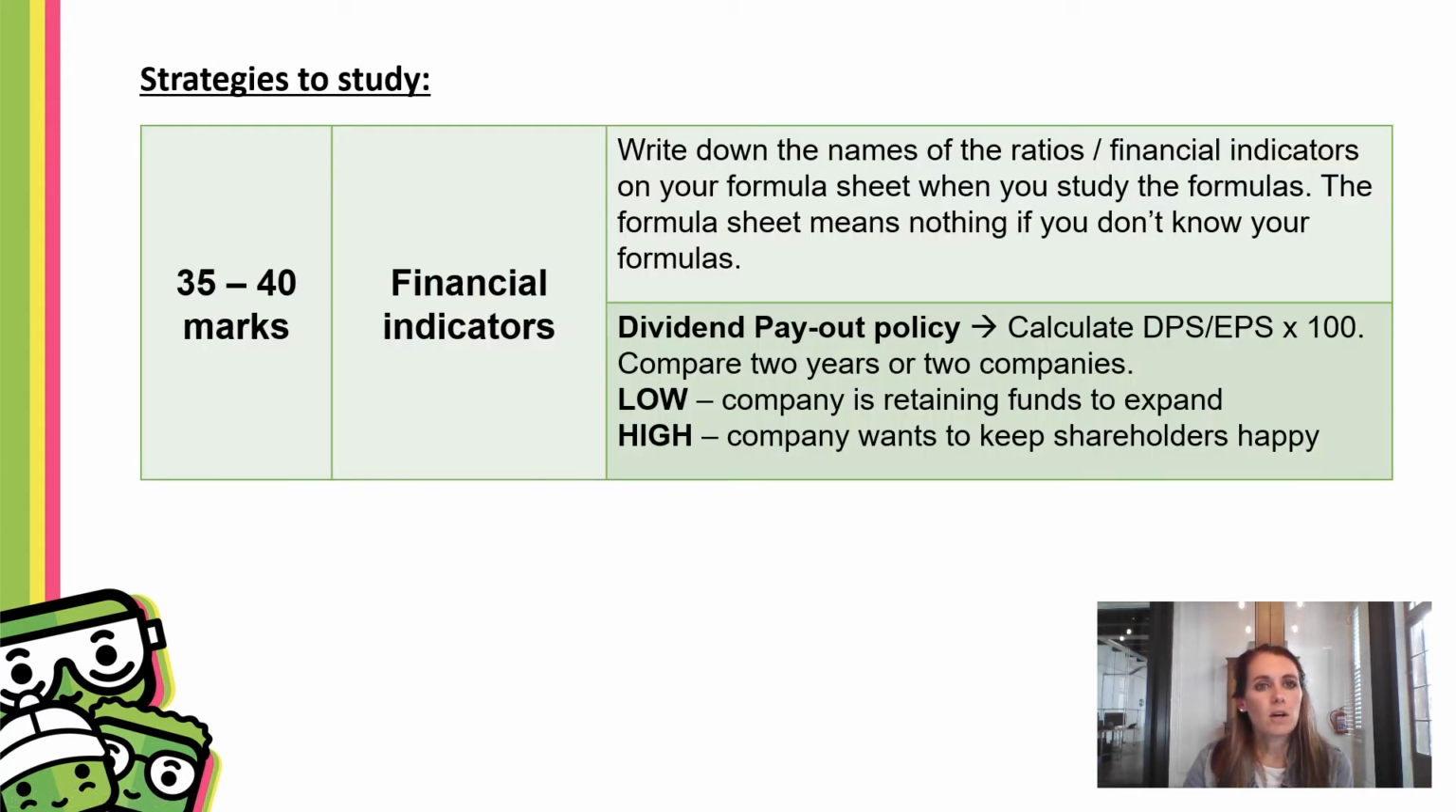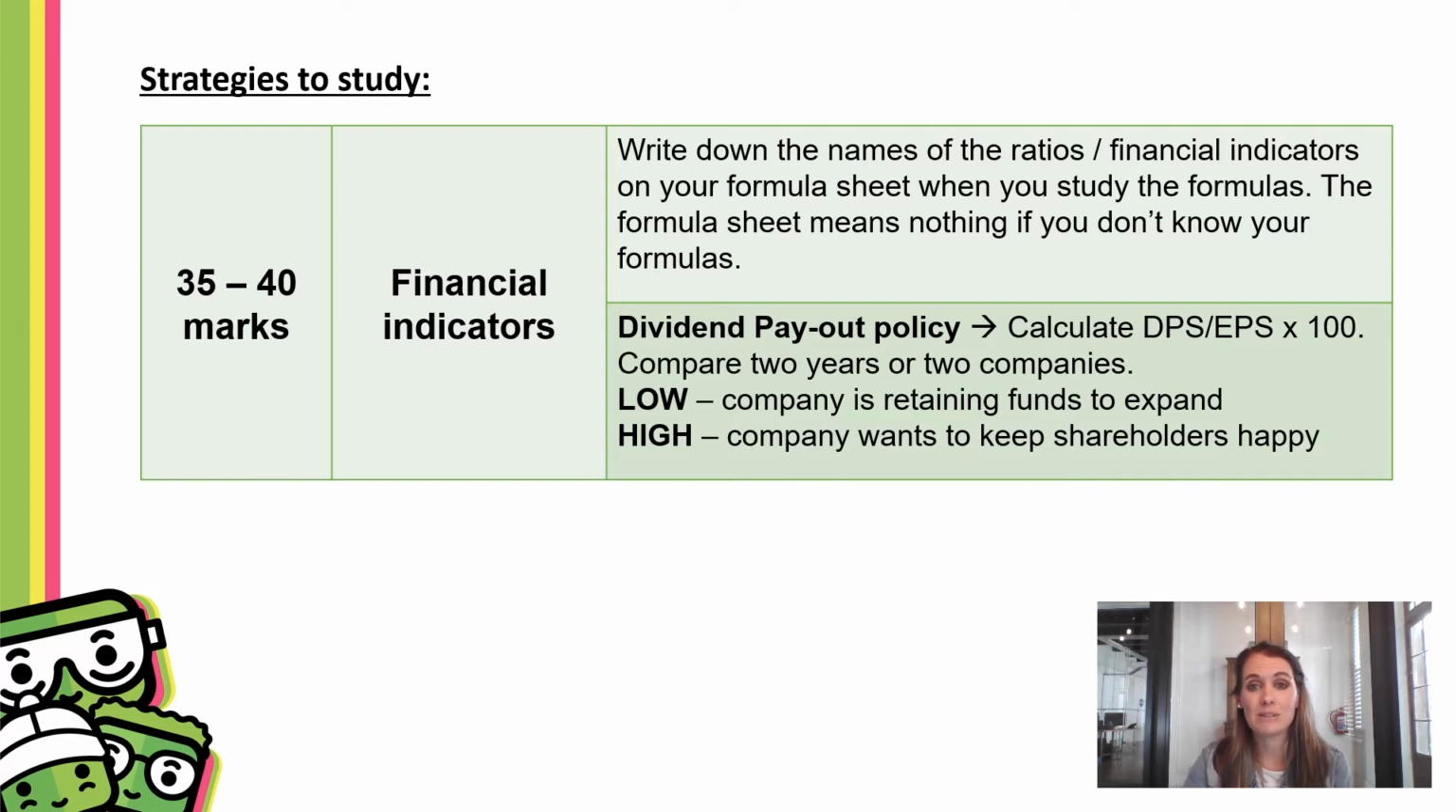So we are going to look at financial indicators today. That's the 30% of the paper. So this is just a strategy to help you when you're going to start studying. I would really advise you to write down the names of all the ratios and financial indicators on your formula sheet when you study the formulas. The formula sheet really means nothing if you do not know the names of the formulas and to which formula it actually belongs. These formula sheets are available as part of the paper on the internet, so you can just Google and download a past paper and print out a formula sheet for yourself.